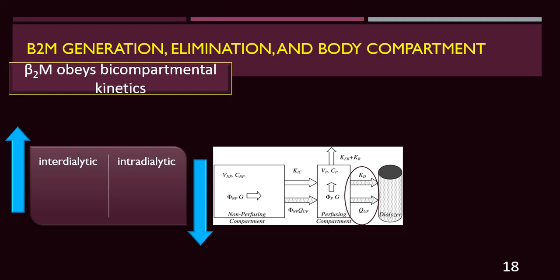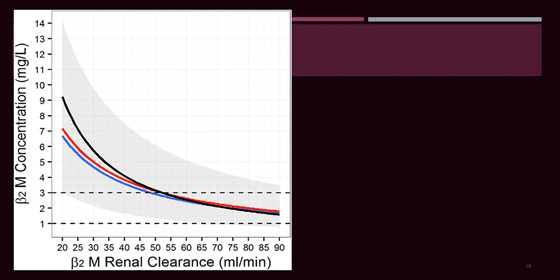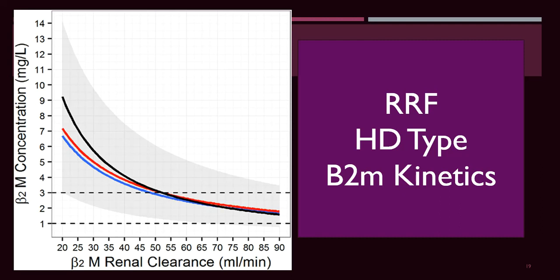Low flux, high flux, HDF. The most important is HDF because it removes much more as it increases the ultrafiltration. So patients on substitution of 20 liters and above have higher clearance of beta 2 microglobulin from dialysis, while dialyzers with more beta 2 microglobulin clearance, superflux, can remove too much beta 2 microglobulin as well. And this is a graph showing that beta 2 microglobulin renal clearance dropped very early in CKD. And if the patient has residual renal function, there's some excretion of beta 2 microglobulin from the blood.